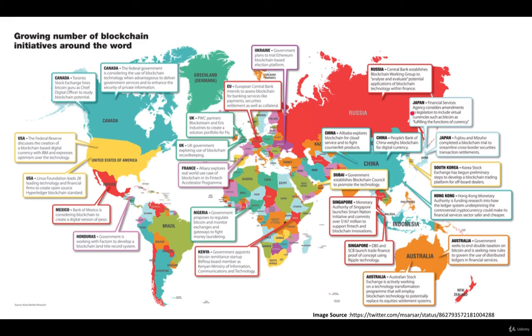Another example in Japan is a financial services agency which is considering amendments to the legislation to include virtual currencies like Bitcoin so that it can be used as a typical normal currency. In Russia, the central bank is establishing blockchain working group to analyze and evaluate the potential applications of blockchain technology with finance. So you can look at the way the countries across the world are looking at adopting blockchain for either government, finance, or stock related applications.